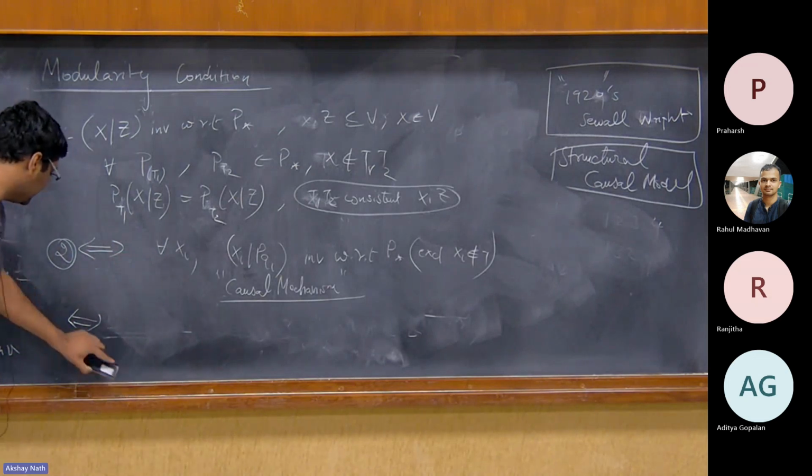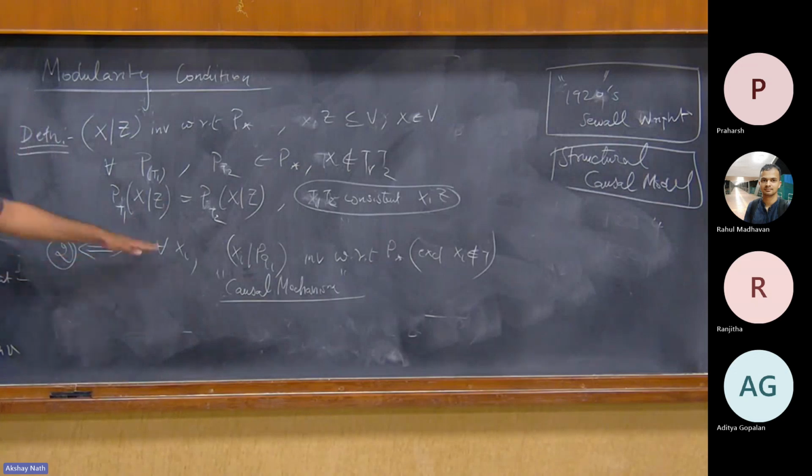Okay, there are many equivalent conditions. Let's not get to that. This is good enough for now, for modularity. There are many equivalent conditions. So this is in the local characterization of Bayesian networks paper. They actually prove. But you're right. 2 automatically implies 1.